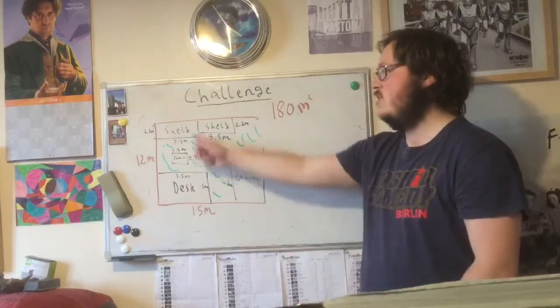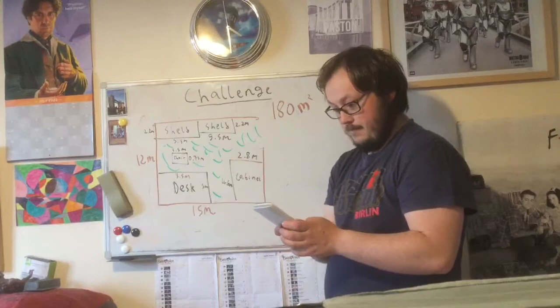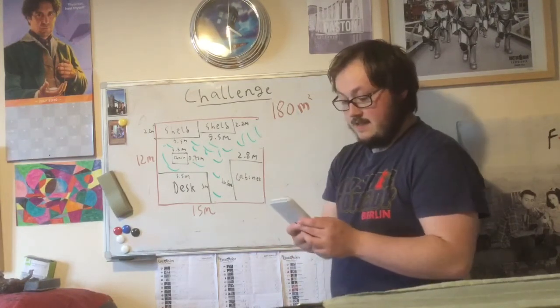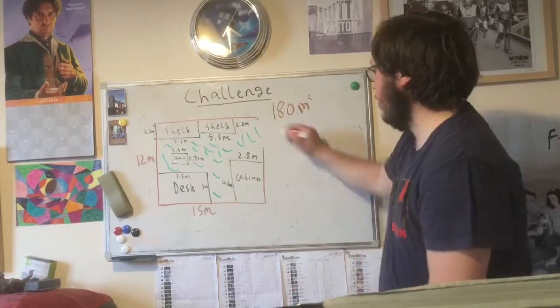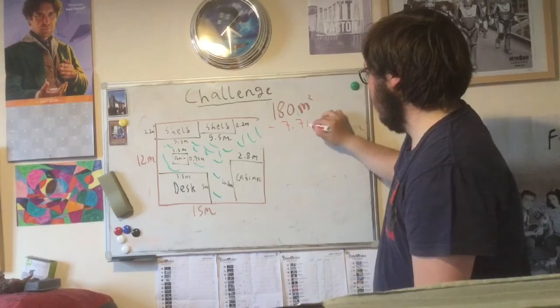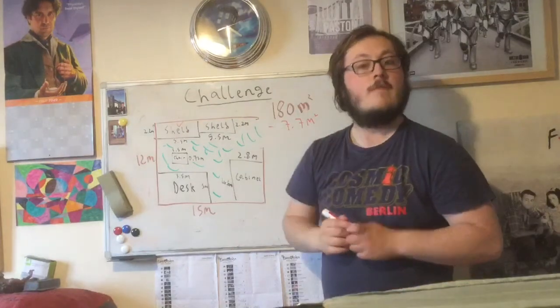Let's first look at the shelves. So we do 2.2 times 3.5. That gets us 7.7. So I'm going to write this underneath. Now I'm going to tick that off to say we now have worked that out.